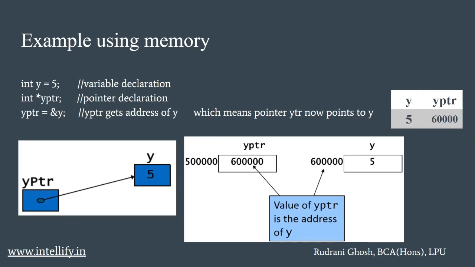Here int y is equal to 5. This is a normal variable declaration. Int pointer yptr. Yptr is the name of the pointer. Yptr gets the address of y, which means pointer yptr now points to y.